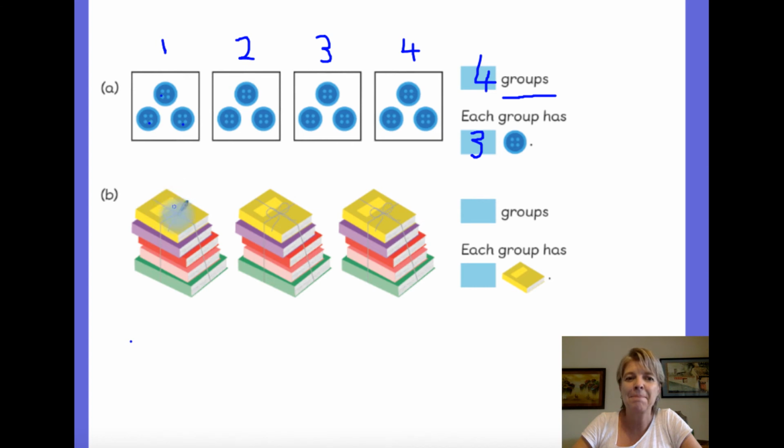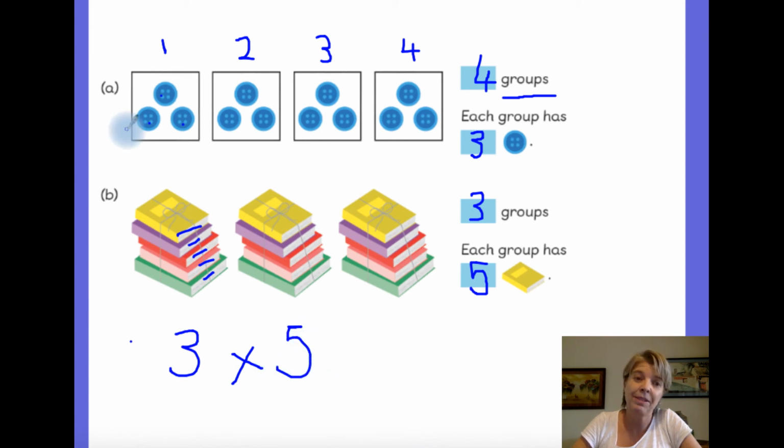How about this one? How many groups of books are there? Easy peasy. 1, 2, 3. There's 3 groups. How many books are there in each group? Let's have a look. 1, 2, 3, 4, 5. So there are 3 groups of 5. And when we write that in maths, we write it like this. 3 times 5. Okay? That's what you're going to practice in your seesaw.